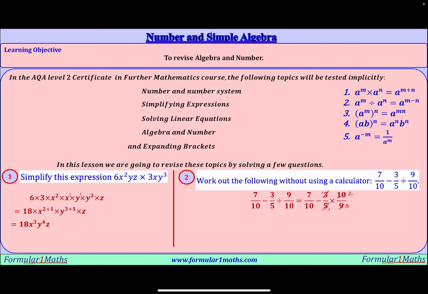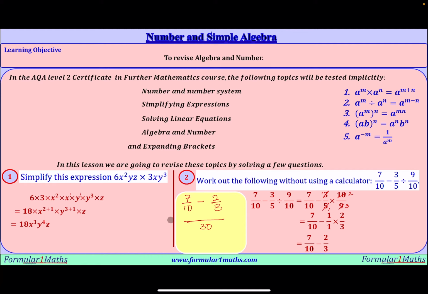So now we are left with 7 over 10 minus 1 over 1 times 2 over 3. This reduces to 7 over 10 minus 2 over 3. We need to solve that. And how do you solve that? So we've got 7 over 10 minus 2 over 3. So we draw a line here. Our LCM of 10 and 3 is 30.